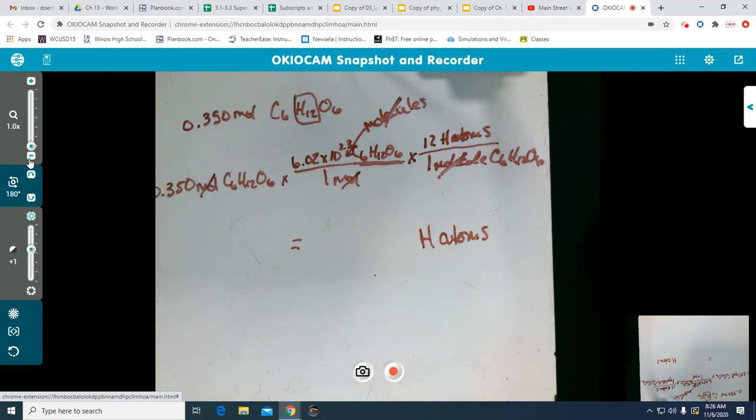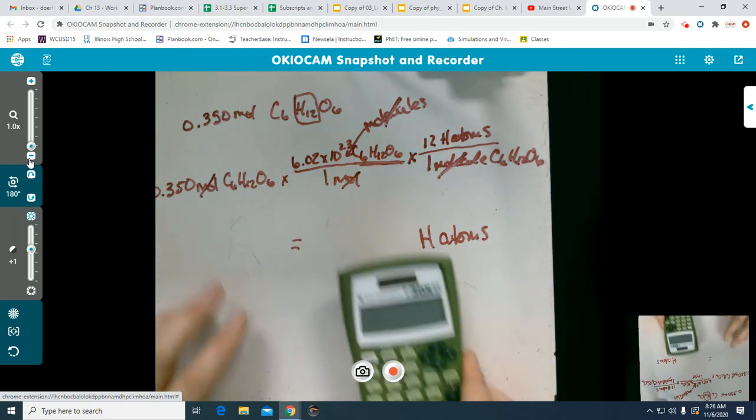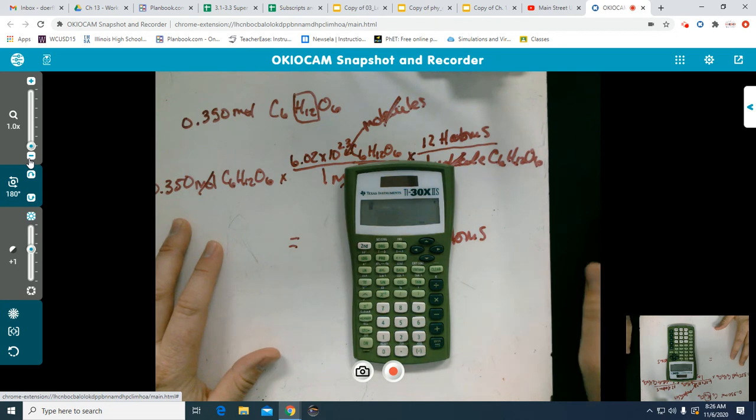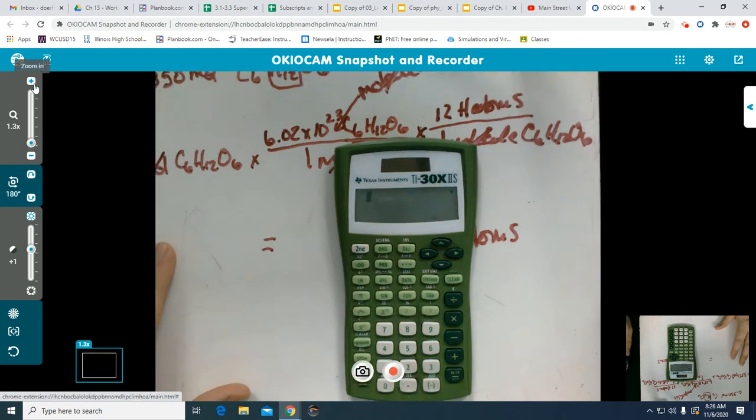So I got to use somebody else's calculator because mine ran out of batteries. So, okay, follow along here. Can you see that? Probably not. Let me zoom in.